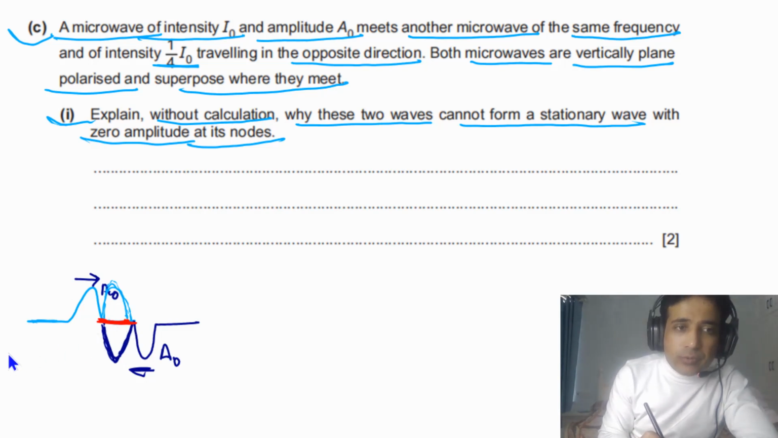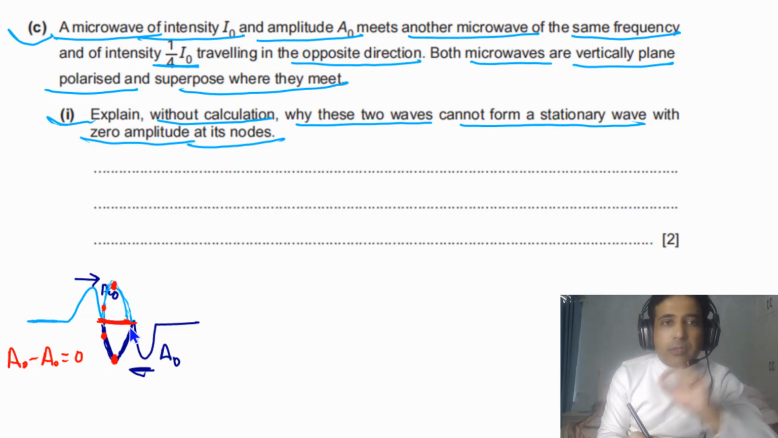You can also understand it as A naught minus A naught. This will be equal to 0 at any point. Means if I take the displacement of this wave and the displacement of this one, you can see one is negative, one is positive. If I take the maximum displacement, the amplitudes are also equal but in opposite directions. So the resultant amplitude will be 0. And this is possible when two waves have the same amplitude.